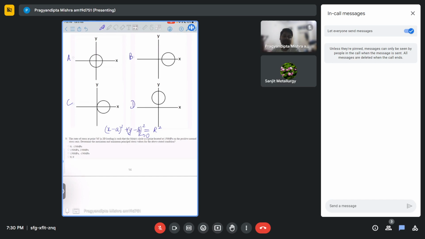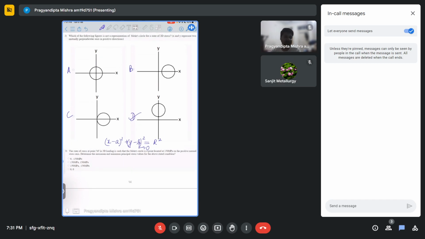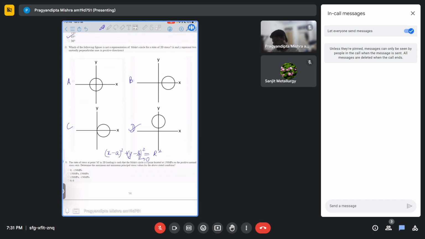Your center will always lie on which axis? X-axis. Yes. So in these options, which of these cases will you not have a center lying on the x-axis? So only option B. Yes. So that is the correct thing. That is the option that is not possible for the case of Mohr circle, right?